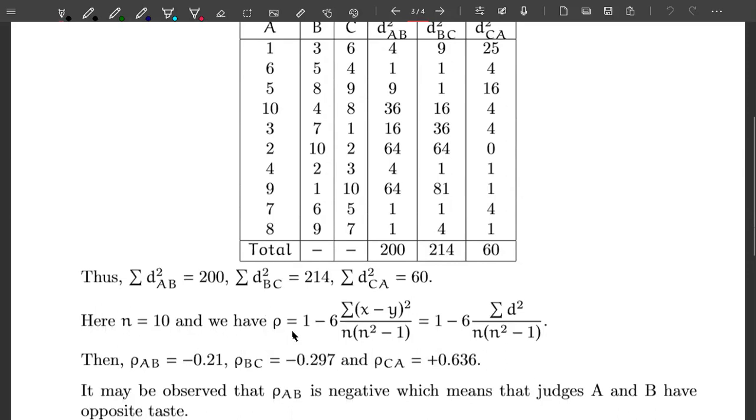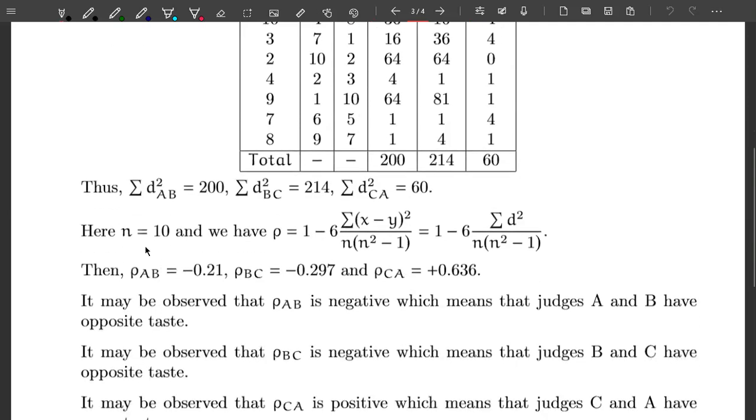So for rho calculation, again we will be using the same formula, 1 minus 6 summation D square by n into n square minus 1. But this same formula is used for 3 different cases, for AB, for BC and for CA. So when you calculate rho of AB, here we will be using summation D square of AB. So when you put the value of summation D square of AB here as 200, n is 10, we get the value of rho as minus 0.21.